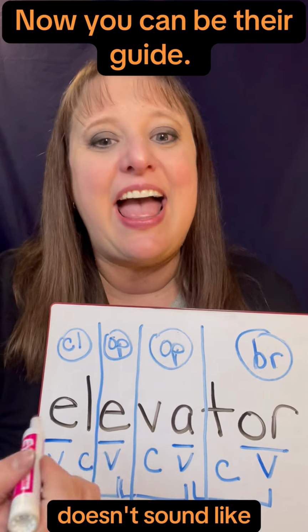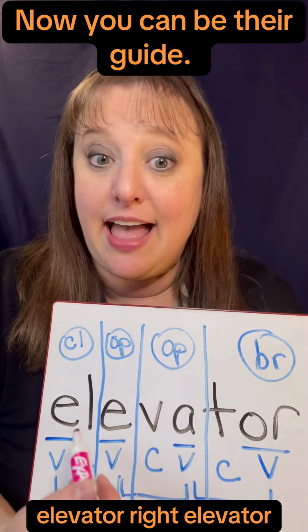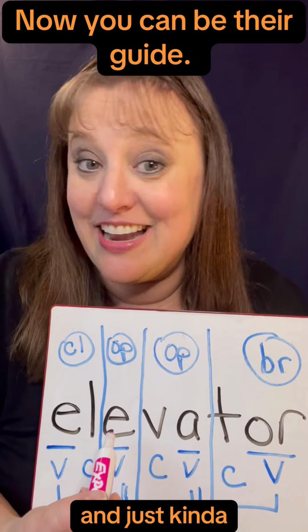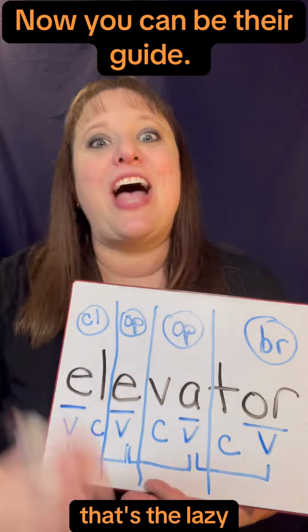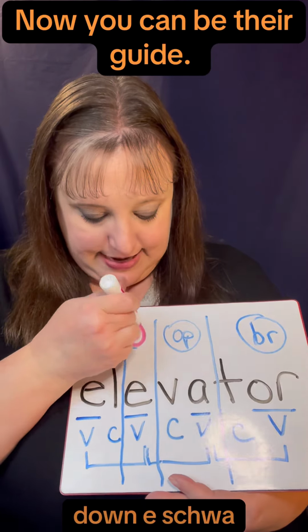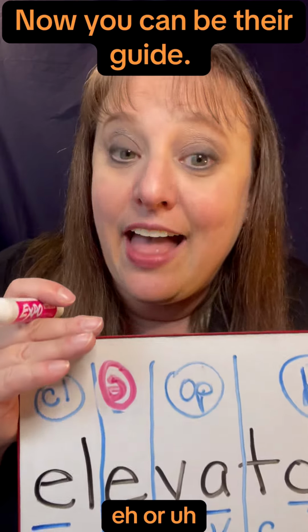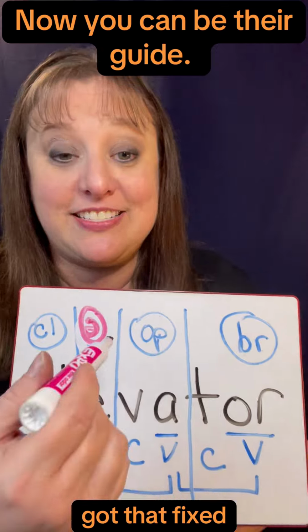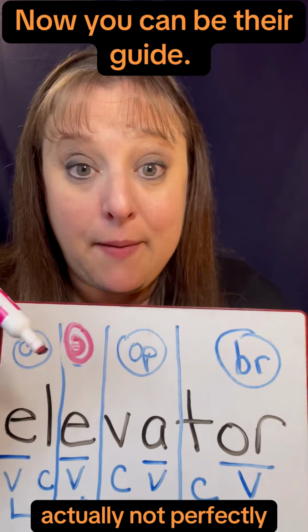You're right. It doesn't sound like elevator, right? Elevator, it's elevator. So how do we get that E to be unstressed and just kind of lazy? They're like, that's the lazy schwa. I'm like, yep, let's turn this into the upside down E schwa. So it'll say or. So elevate. Okay, so we got that fixed. All right, this is actually mapped perfectly.